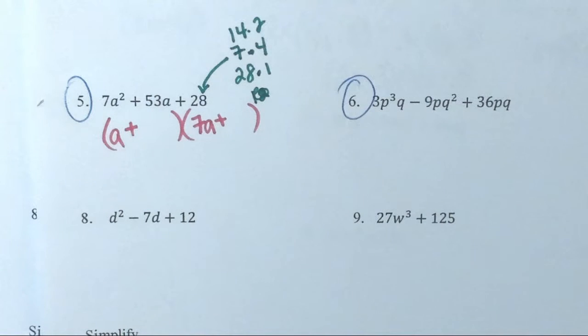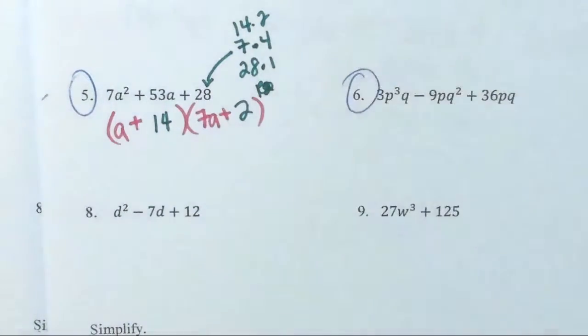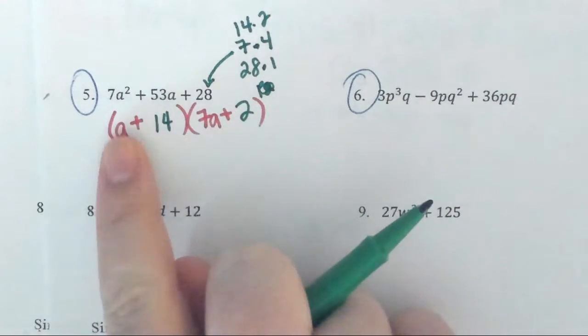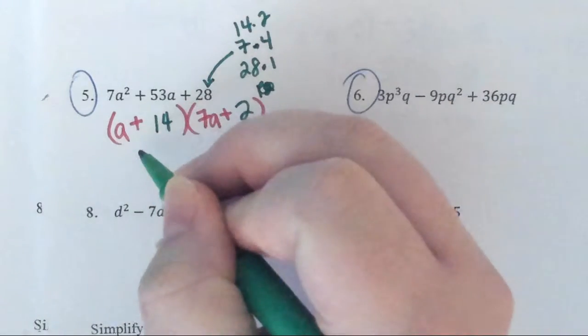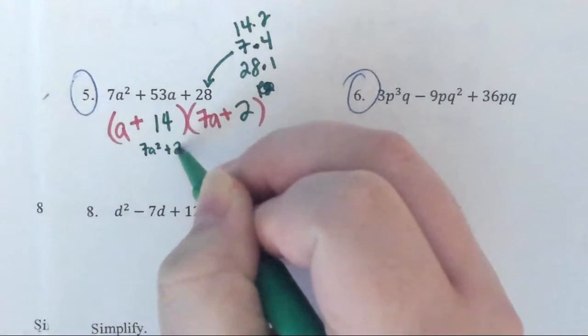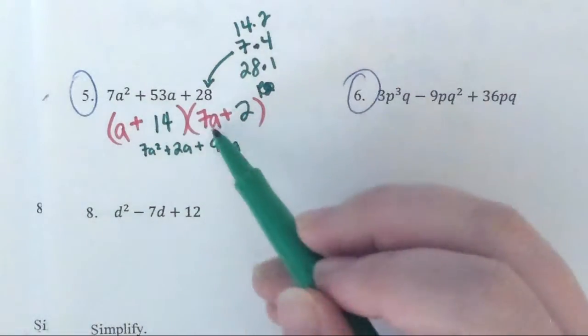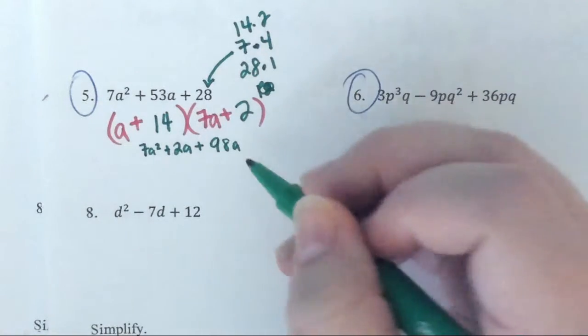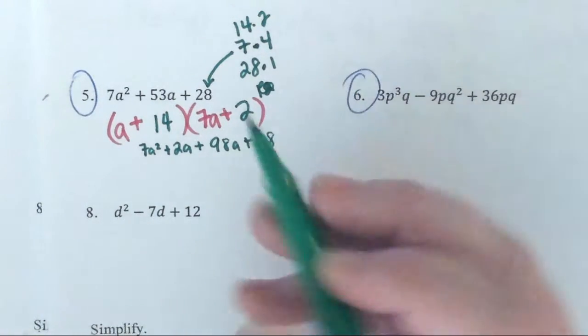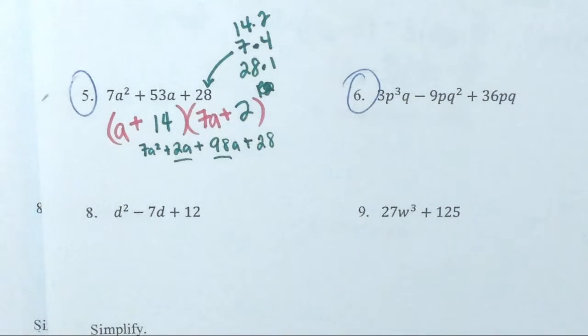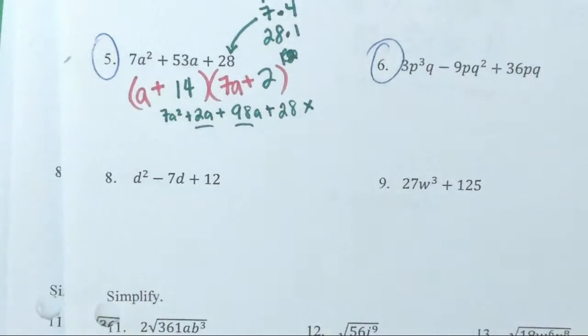You want to try 14 and 2 and just see what happens? Okay, if we do 14 and 2, I'm going to do a lot of this in my head because we don't have a lot of room. 7a squared plus 2a, plus 98a, plus 28. 2 and 98, it's going to be too big. So that's not right. So let's try something else. Any other thoughts?